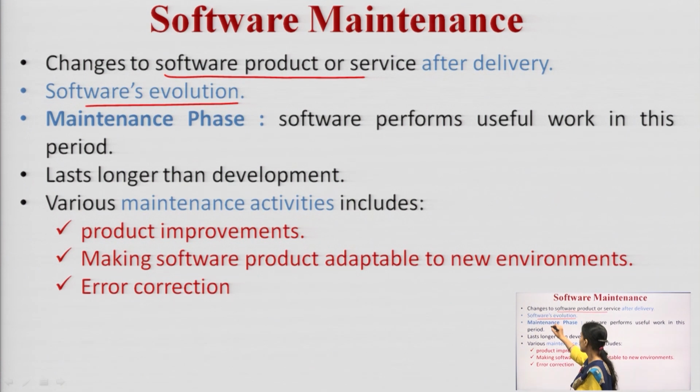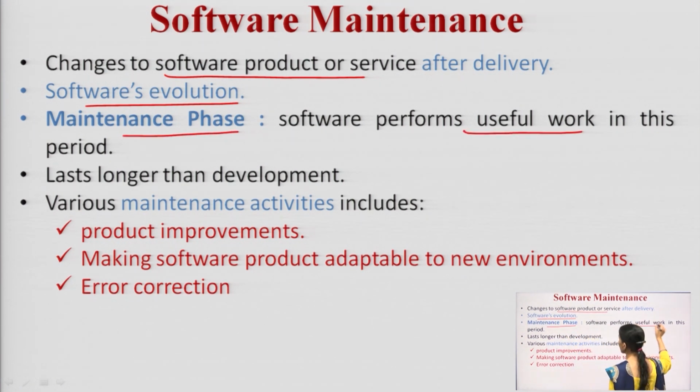Then how do we define this maintenance phase? Software performs the useful work in this period. We can say that the development time may continue from 1 year to 2 years, but the software maintenance phase should last 10 to 15 years, till the entire life of our software. Whatever software I have designed, I want it to continue in the future. So, for that period of time, this maintenance phase should survive.